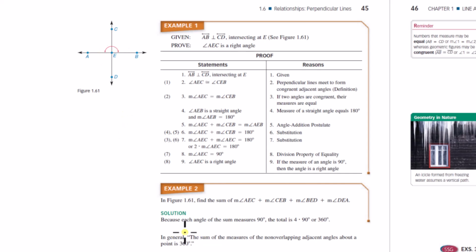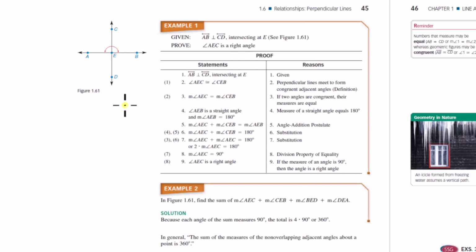So because each angle of the sum measures 90 degrees, the total... okay, so they look at this from the definition of perpendicularity, and that if these two lines are perpendicular, then they form congruent adjacent angles. But every one of these angles meets the definition of the lines being perpendicular. From the perspective of these two lines intersecting, these are all adjacent angles. And so all of the adjacent angles of two intersecting perpendicular lines are right angles.